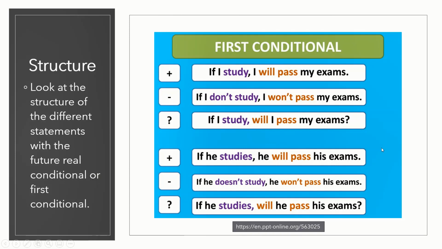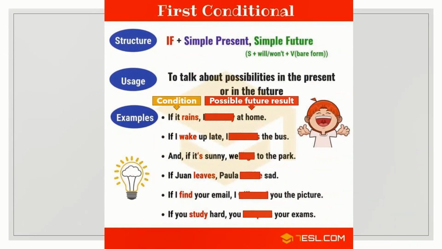Okay, so now that we took a look at the structure for the different statements with the first conditional or the future conditional, let's see other examples. Here we have the same structure and usage, to talk about possibilities in the present or in the future. And we have here the conditions and the possible future results. For example, if it rains, I will stay at home. If this happens, I will probably do this. If I wake up late, I, for example, will miss the bus, I won't take the bus, or I won't be on time for the bus. And if it is sunny, we'll go to the park.